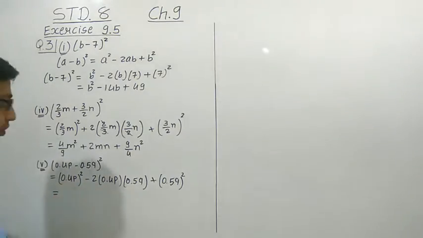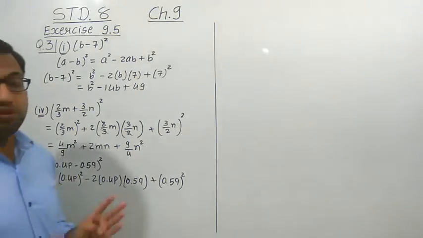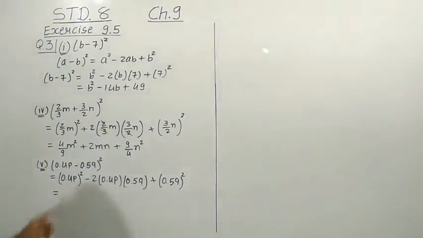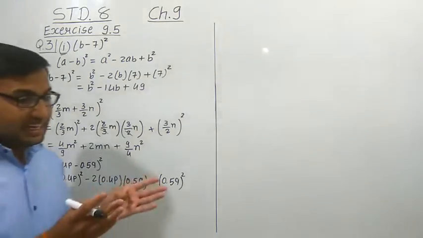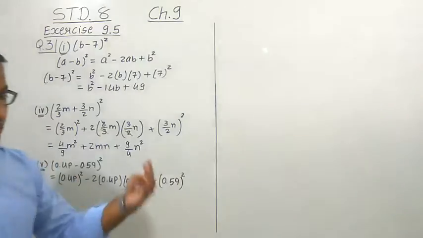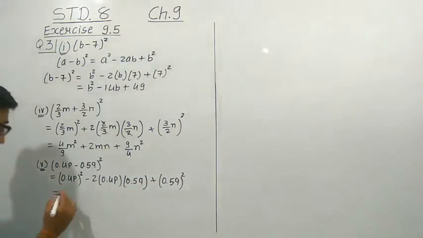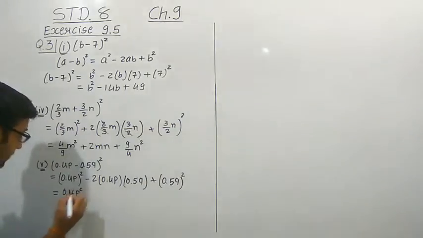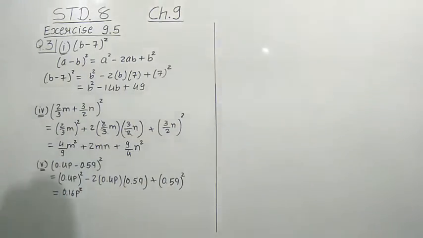What is the square of 0.4? We know the square of 4 is 16. Four fours are 16, but there is a decimal point after one digit, so in 16 we have to put the decimal point after 2 digits. So it will become 0.16p square. We can write it like this, p square simply.